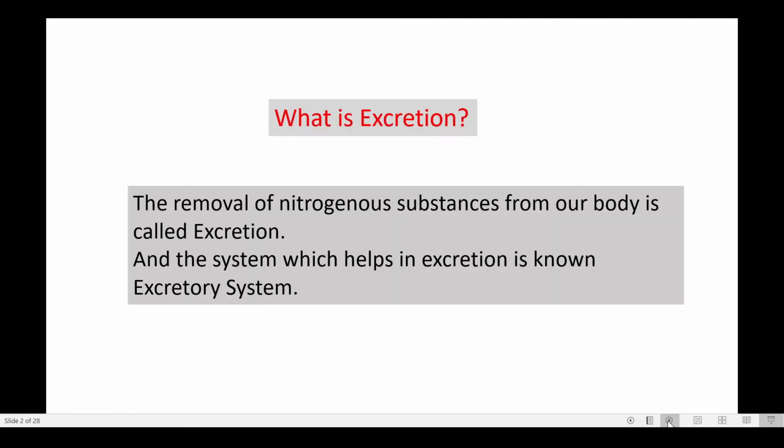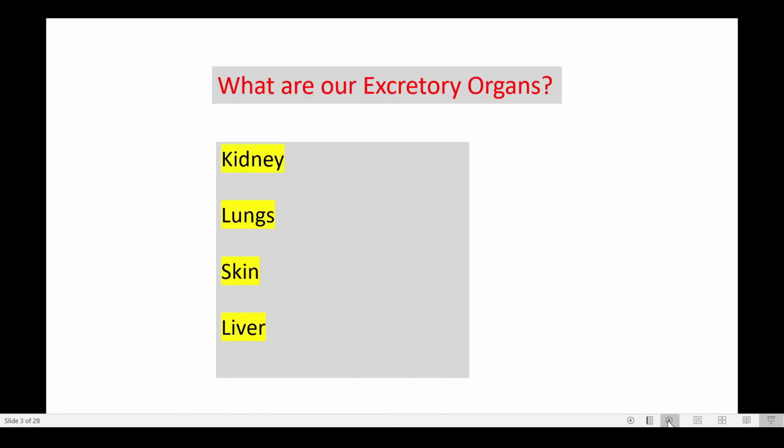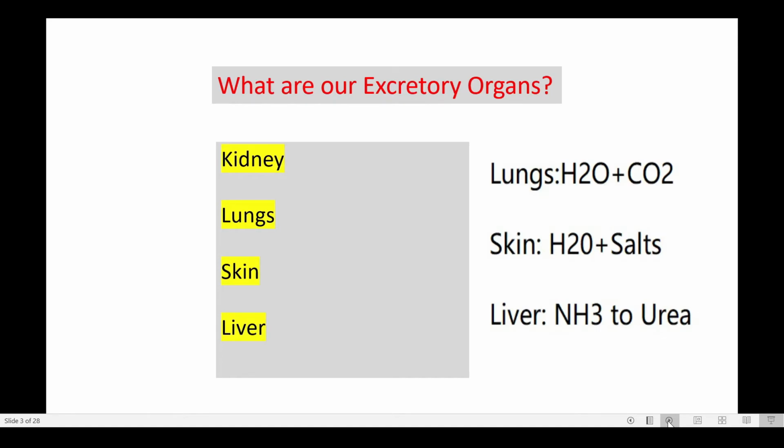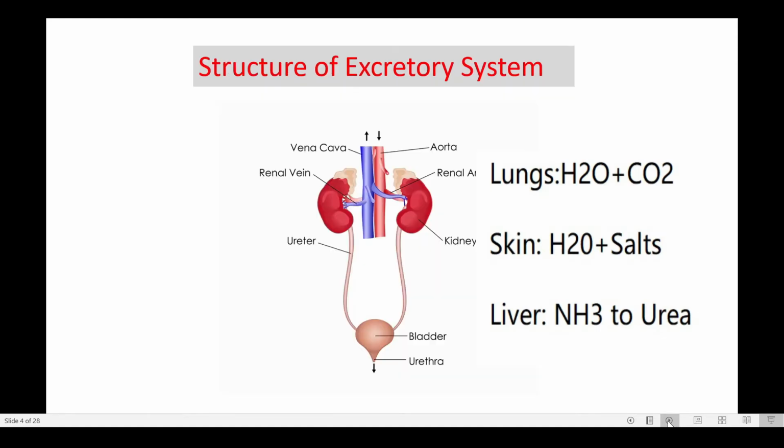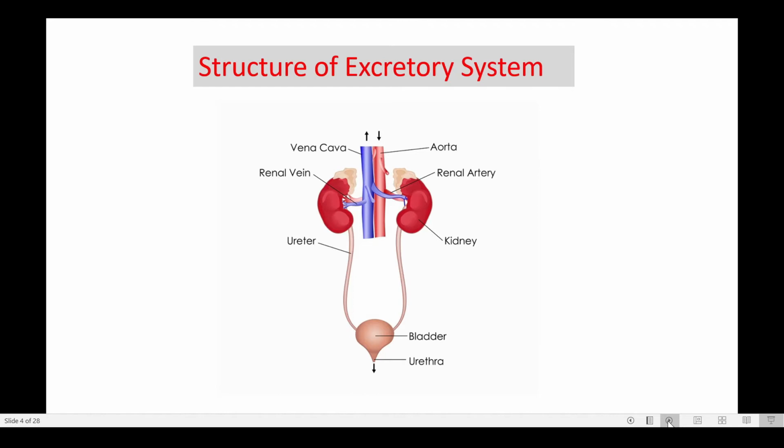So what is excretion? It is actually the removal of nitrogenous substances from our body, and the system which helps in the excretion is known as the excretory system. Now, what are our excretory organs? You all know that the kidney is the primary excretory organ, but apart from the kidney, there are lungs, skin, and liver, which all help in excretion. And this is the structure of our excretory system.